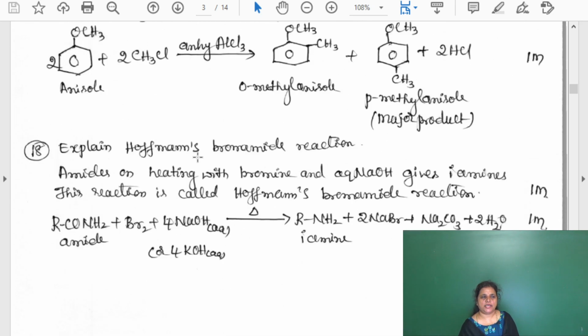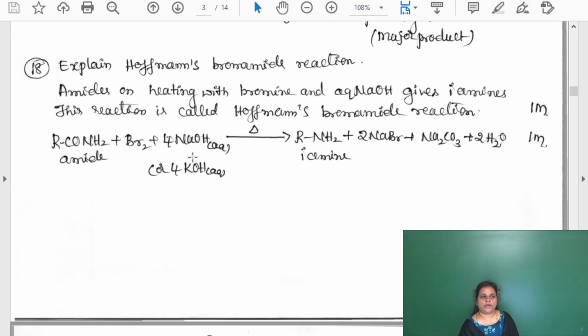So next let us move on to question number 18. Explain Hoffmann's bromamide reaction. Hoffmann's bromamide reaction is a reaction for the preparation of primary amines. Here you can write either the general reaction or examples, because it is only given to explain Hoffmann's bromamide reaction. If they ask with an example, you compulsorily have to write the example, but here it is not mentioned. You can give the general reaction.